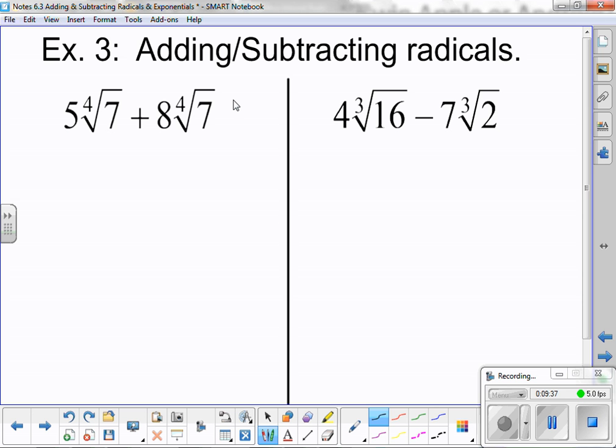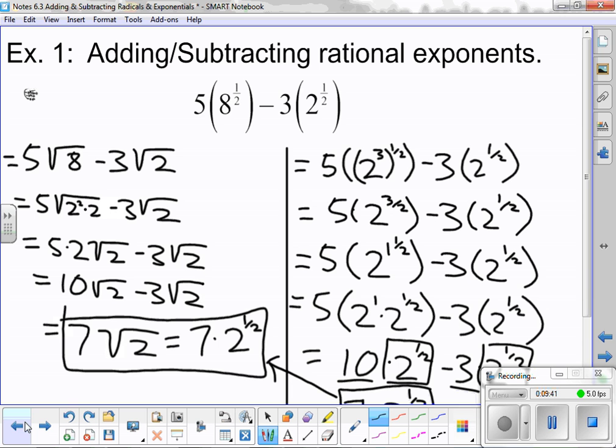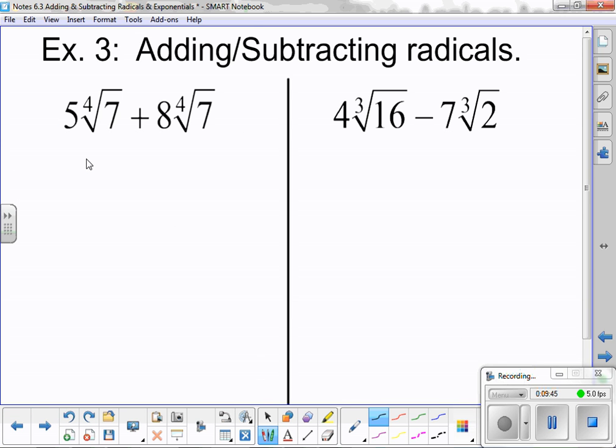Adding and subtracting radicals. Technically this example is similar to these ones, because I told you can switch back and forth between them. So this one you can switch back and forth just like before. I'll go and show this one though. 4th root 7, 4th root 7. So there goes your common parts there that you could either think of as factoring out or as like terms. So I'm going to add the 5 and the 8 and get a 13 fourth root 7.